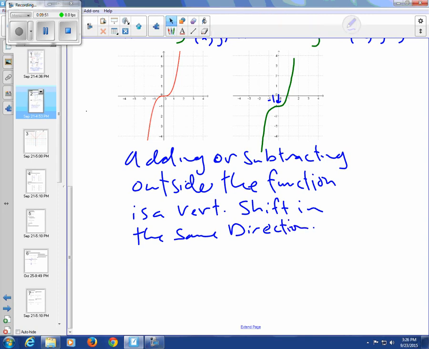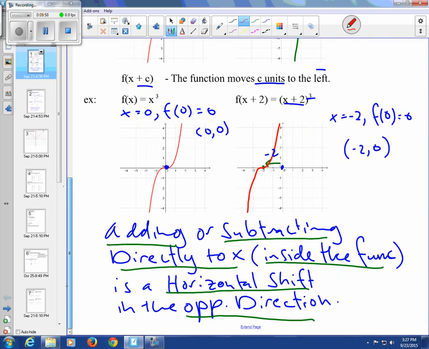So basically what we're seeing is if we're adding, then we're going to be moving up. If we're subtracting, we're going to be moving down, right? As opposed to that horizontal relationship where when we add, we're moving in the negative direction, and when we subtract, we're moving in the positive direction horizontally.